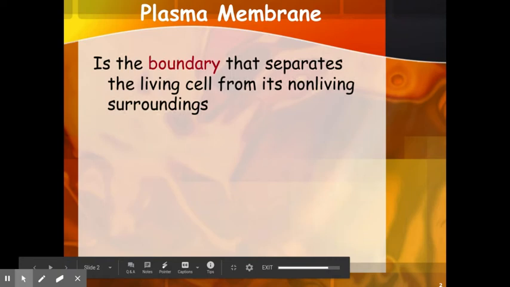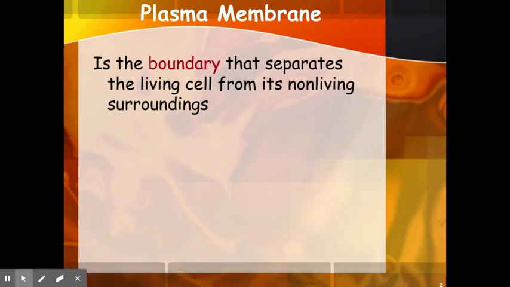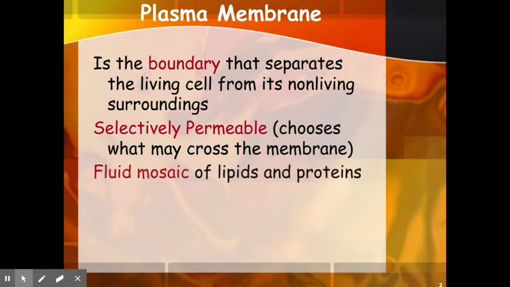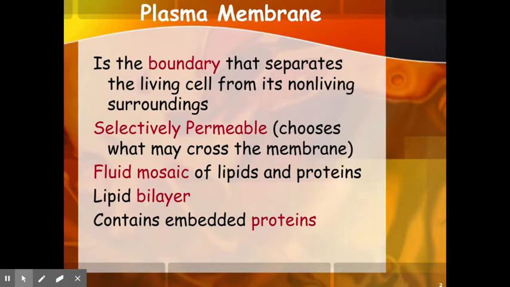But the plasma membrane is a boundary. Remember, we called it kind of a barrier. So it separates a living cell from basically what is surrounding it. So it is what we would consider to be selectively permeable, which means it can control what comes in or out. And we sometimes call it a fluid mosaic of lipids and proteins and even carbohydrates.